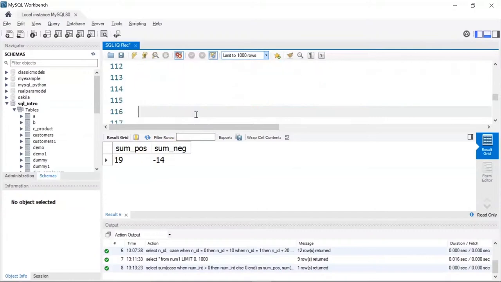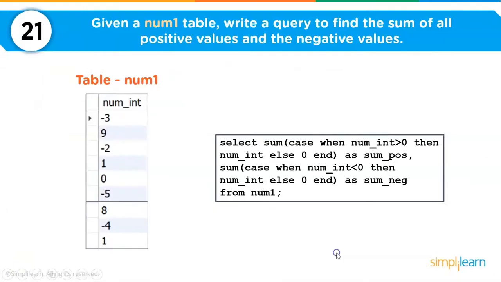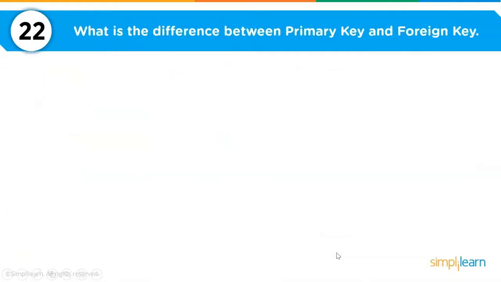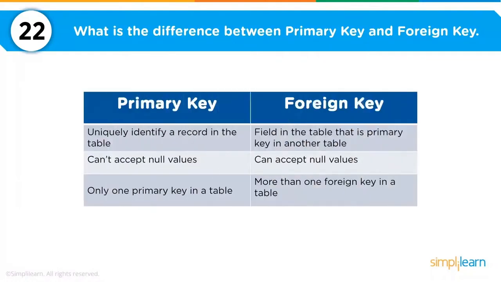Okay, now moving ahead. Now in question number 22, we want to list the difference between primary key and foreign key. As you can see here, primary key is something that can uniquely identify a record in a table. So if you consider a school database, a primary key would ideally be the roll number or the registration number of the student, because that is unique to all the students in a school.